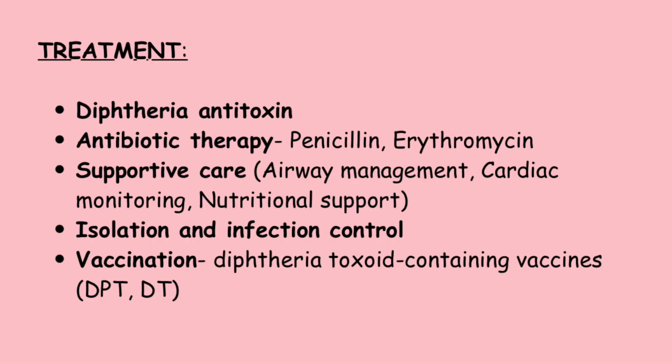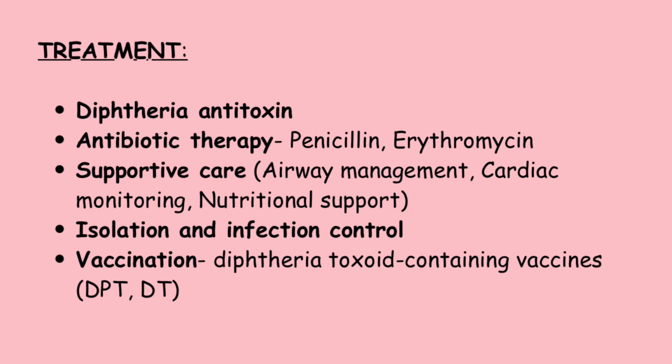Treatment. Diphtheria antitoxin. So diphtheria antitoxin is administered to neutralize the circulating diphtheria toxin and prevent further tissue damage. The diphtheria antitoxin is given intravenously or intramuscularly. Antibiotic therapy. Antibiotics are used to eradicate the bacterium and reduce the risk of transmission. First line agents used are penicillin and erythromycin. So penicillin G or amoxicillin are the commonly used antibiotics, and for patients who are allergic to penicillin, erythromycin can be used as an alternative.